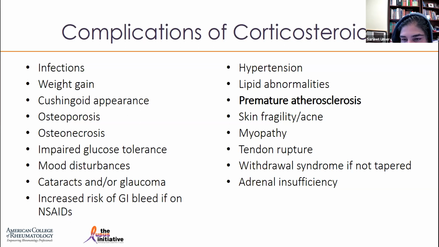Lipid abnormalities can be there. We discussed premature atherosclerosis already: the higher dose of steroid will put them at risk of coronary artery disease. They have skin thinning, myopathy, and risk of tendon rupture. Also, lupus patients could develop withdrawal syndrome or adrenal insufficiency. So we educate all lupus patients on high-dose steroid that they cannot stop their steroid cold turkey. They have to reduce it slowly. If they are on high-dose steroid for more than 2 weeks, they cannot stop right away because it will make them feel very sick.